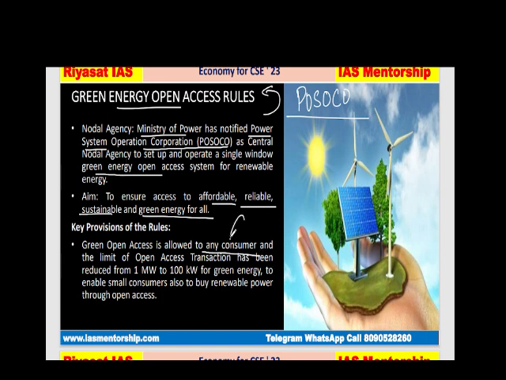Key provisions. Basically, it is open to any consumer. Remember, any consumer. If this question comes in Prelims, you should not negate it by saying that this is an extreme statement. No. Any consumer, and the limit has been reduced from 1 megawatt to 100 kilowatt for green energy, so that small consumers are also able to buy the renewable power through open access. Remember? Okay, fine.